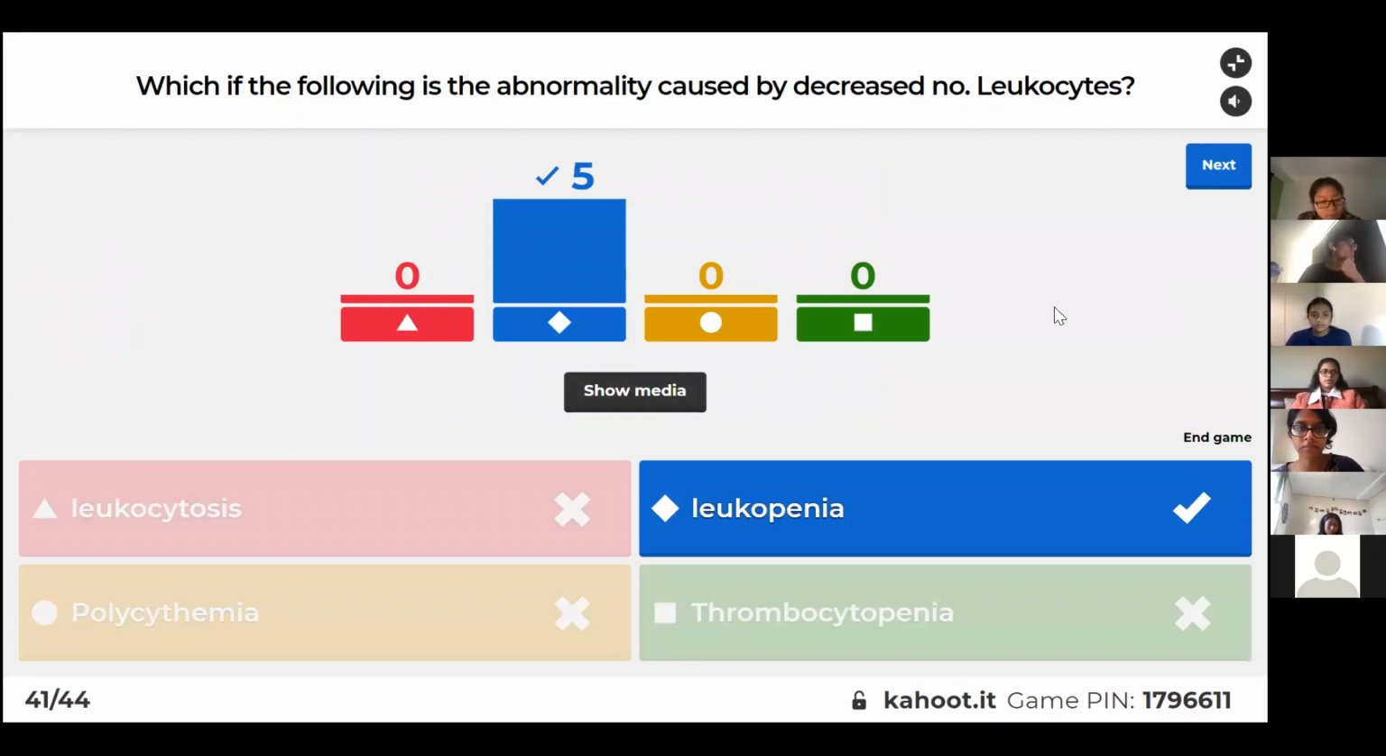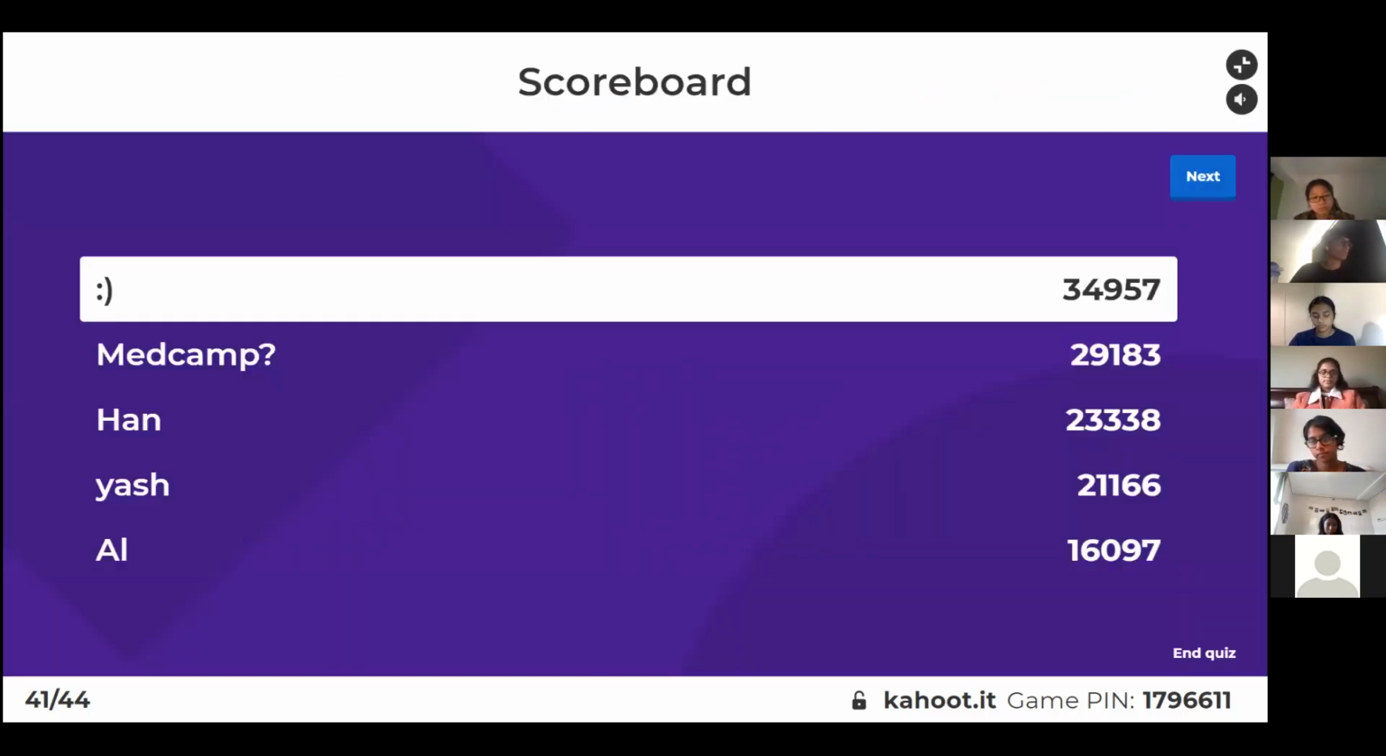Just going through the other options, leukocytosis is when there is an increase in leukocytes in the blood. Polycythemia is when there is an increased level of hemoglobin within the blood. And the last option, thrombocytopenia, is when there is a decrease of thrombocytes in the blood. Next question.